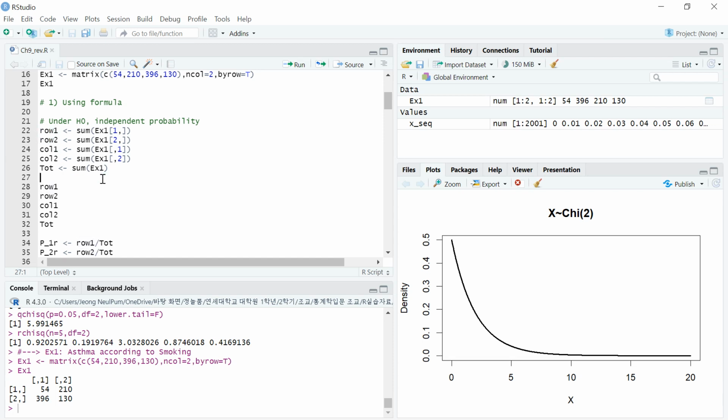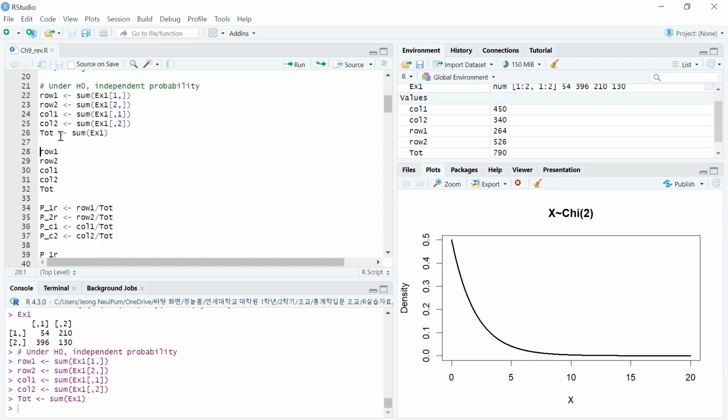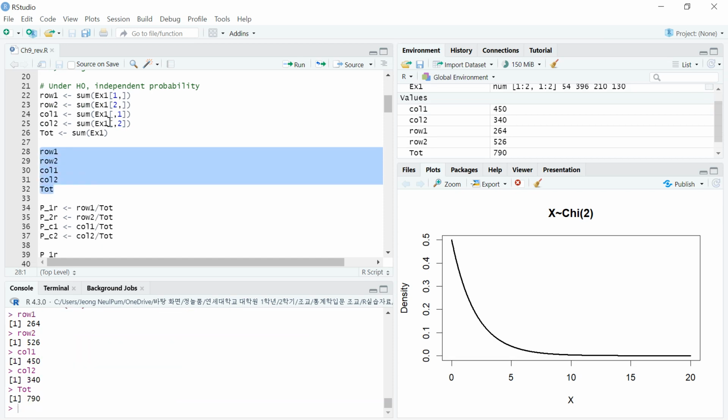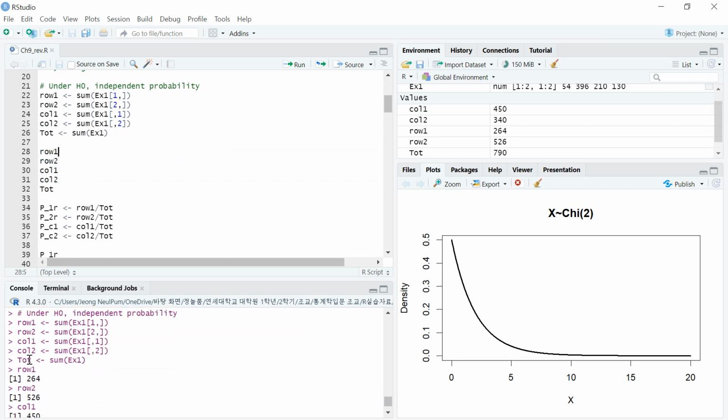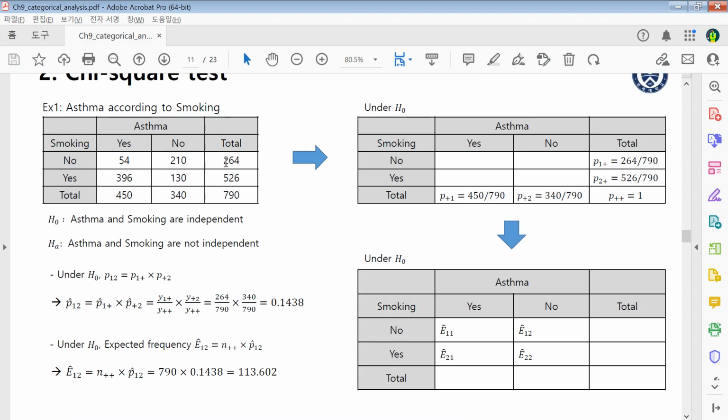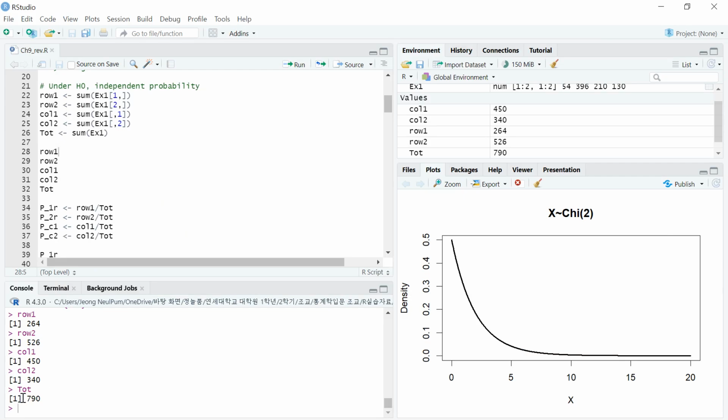After summing up all the values in the contingency table, we store it in our total variable. And then after running the code, you can see that the summation value is the same as this total column or total row here. So the count of all the ESMA data is 790, which is the same as the total variable.